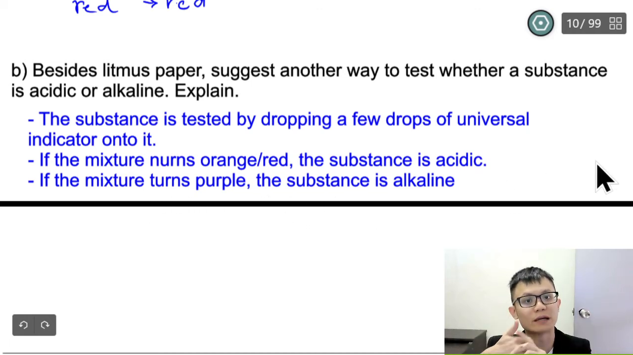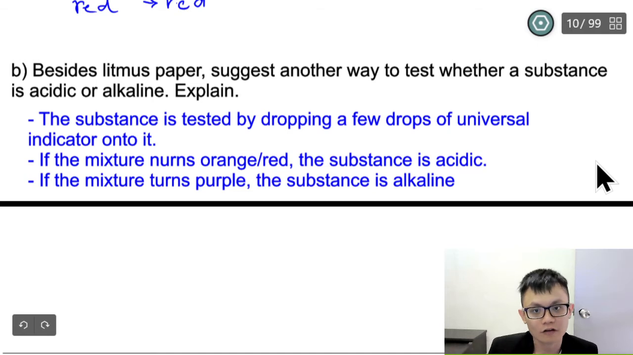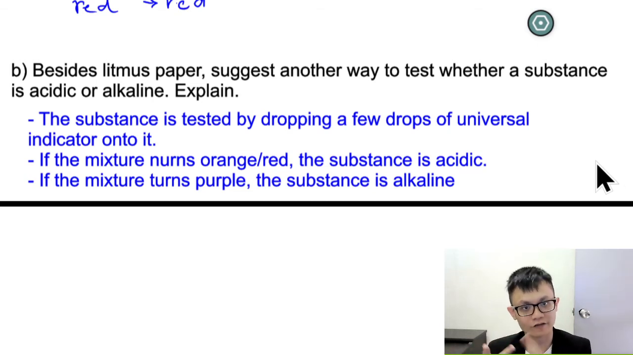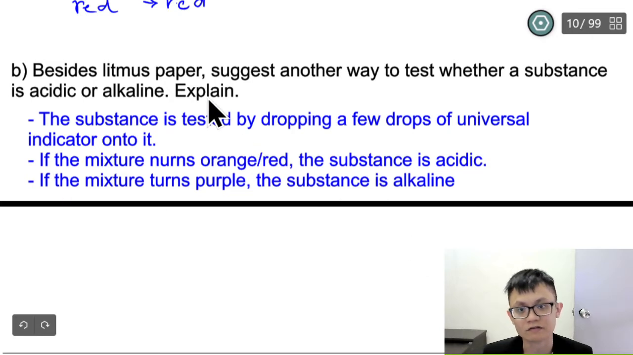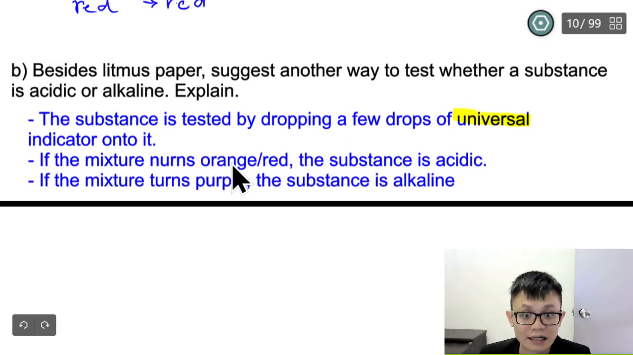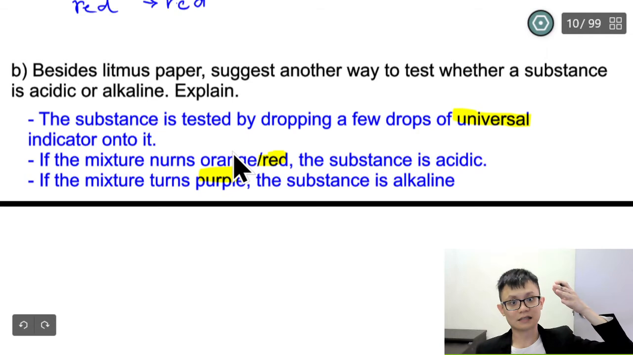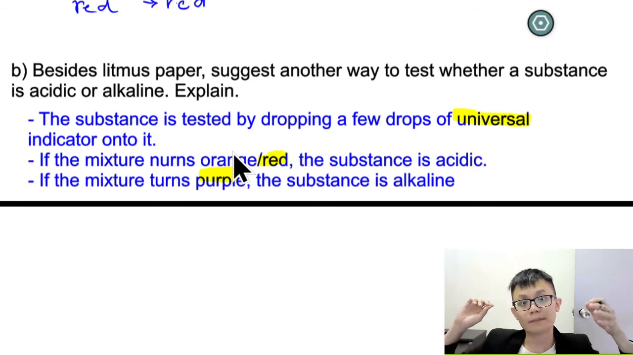Of course, we have litmus paper, we have universal indicator, we have phenolphthalein to test the acidic or not. And one more is methyl orange, okay? But for now, we remember only two: litmus paper and universal indicator. So for this, you need to remember the universal indicator. Just remember red and purple. Red means acidic. Purple means alkaline.